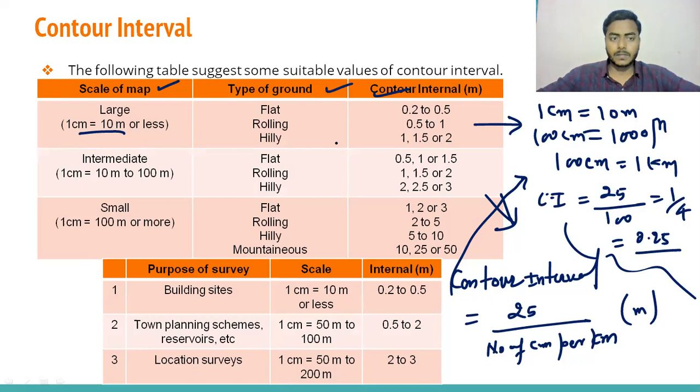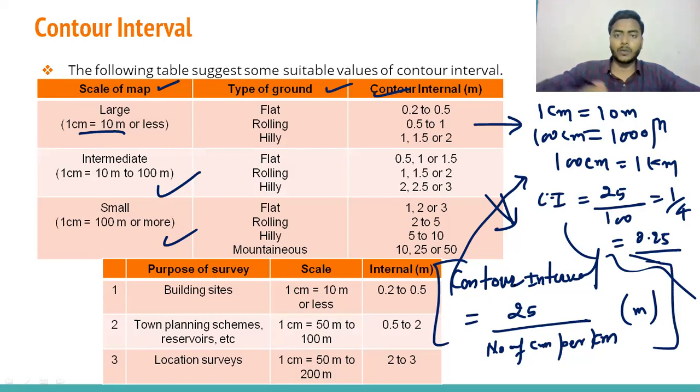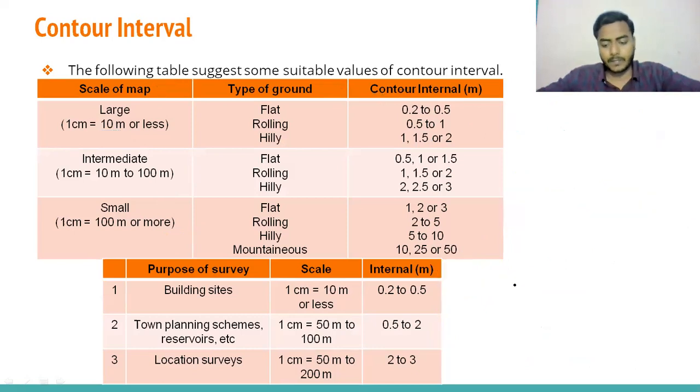For this case, we can also calculate the contour interval we can select. Basically, we can select the contour interval according to this formula, so we get the idea of what contour interval we should fix. That is 25 divided by the number of centimeters per kilometer.